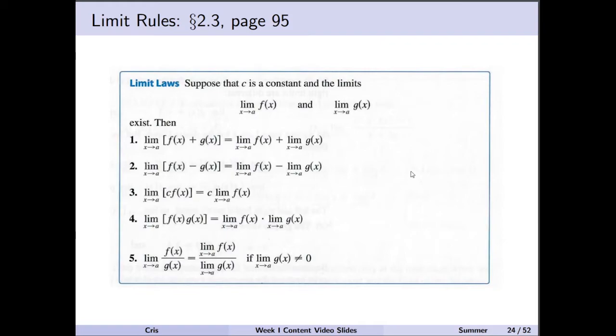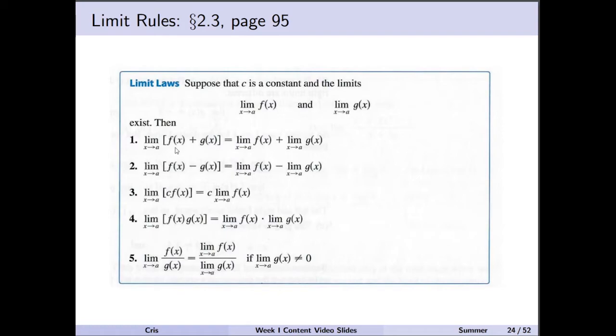Now here are the limit laws that we want to be familiar with when we take limits. So we're in the situation where the limit of f of x exists as x gets closer to a, and the limit of g of x exists as x gets closer to a. And we want to conclude from this that various combinations of these functions have limits that also exist. So for example, rule 1. The limit of f of x plus g of x is the limit of f of x plus the limit of g of x. Or rule 4. The limit of the product of f of x and g of x is the limit of f of x times the limit of g of x.